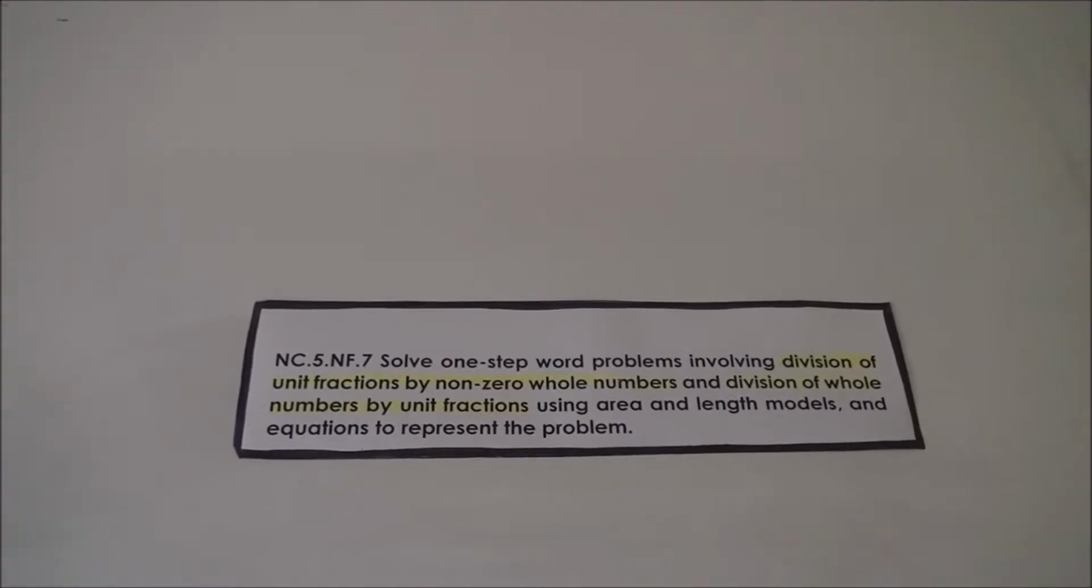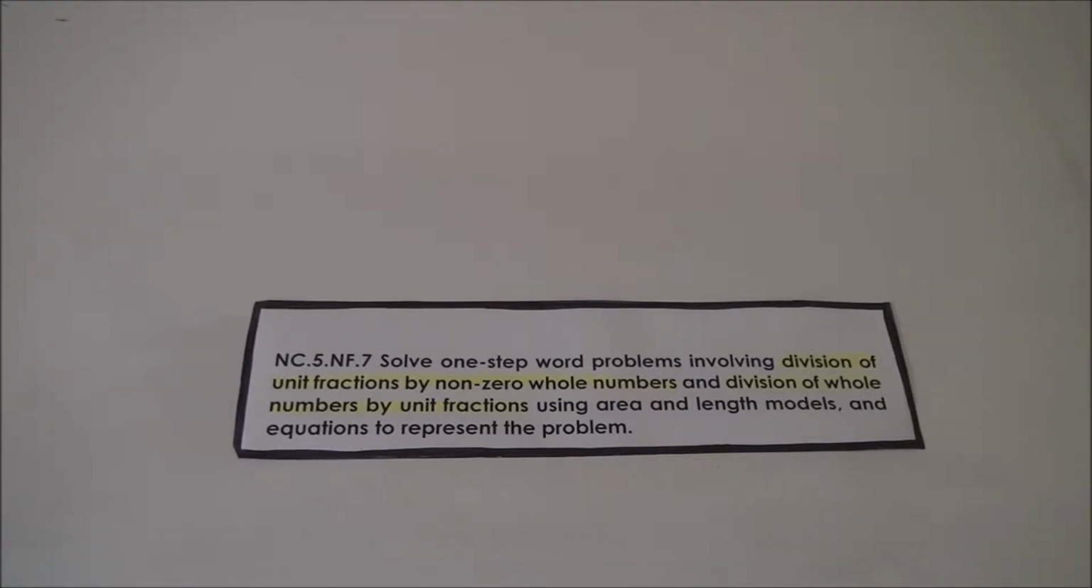This video addresses the North Carolina Math Standard 5.NF.7. Solve one-step word problems involving division of unit fractions by non-zero whole numbers and division of whole numbers by unit fractions using the area and length models and equations to represent the problem.